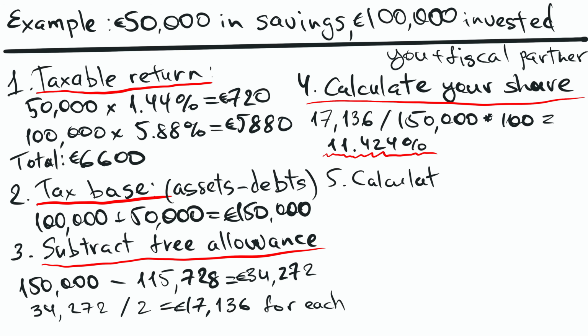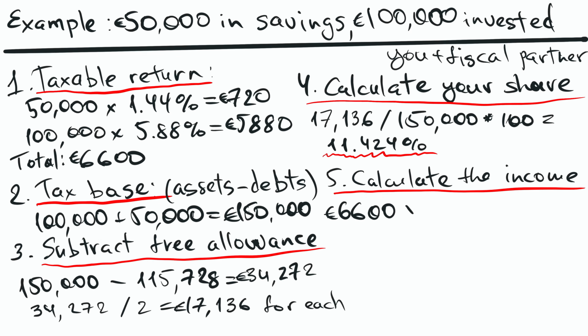We take this 6,600 euro we calculated in the first step, your notional return, multiply it by this percentage we calculated in the previous step, 11.424%, and we got 753.98 euro, and this is an income that the government wants to tax you on.